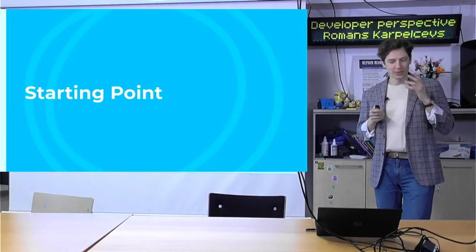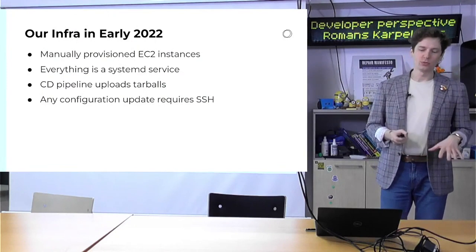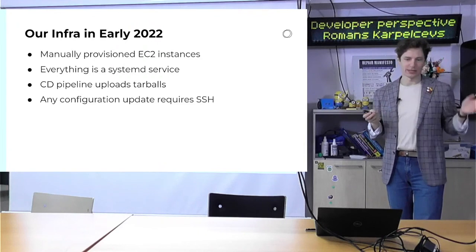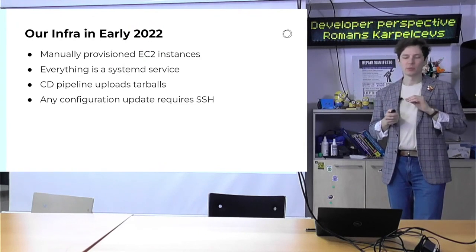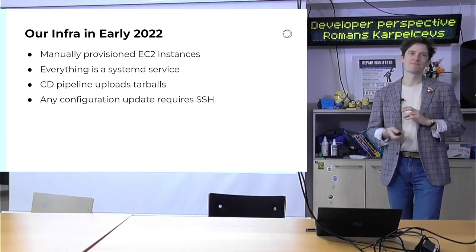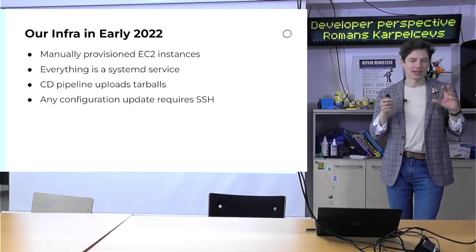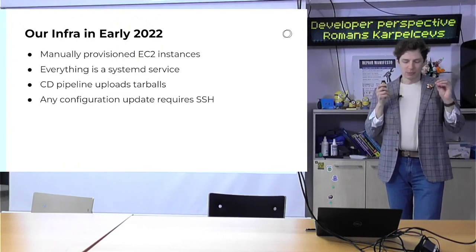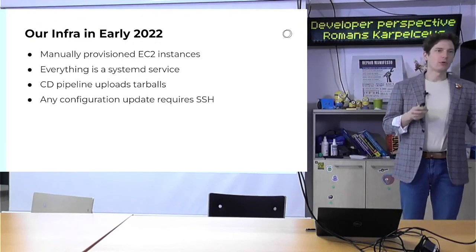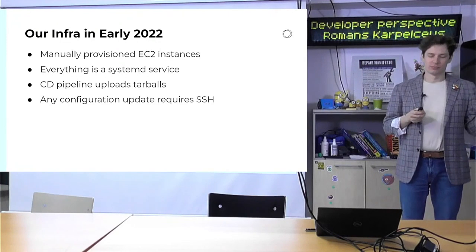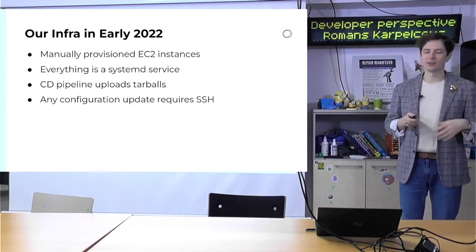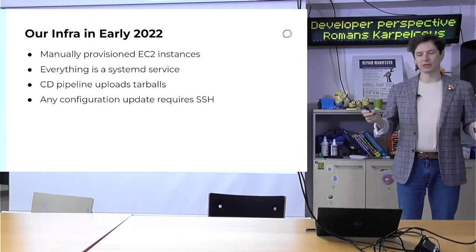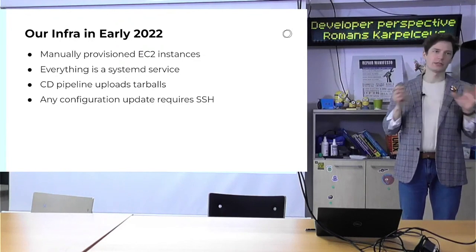So at first, where do we start? Early '22, we had a bunch of EC2 instances, maybe 20, 30. Everything was manually provisioned. We didn't even have Ansible. Every service was running as a systemd service. The deployments happened in a way that we built tarballs, uploaded them to the server, unpacked them, and there was a deploy script that restarted the service. No Docker, no nothing. Any change in configuration required SSH access.